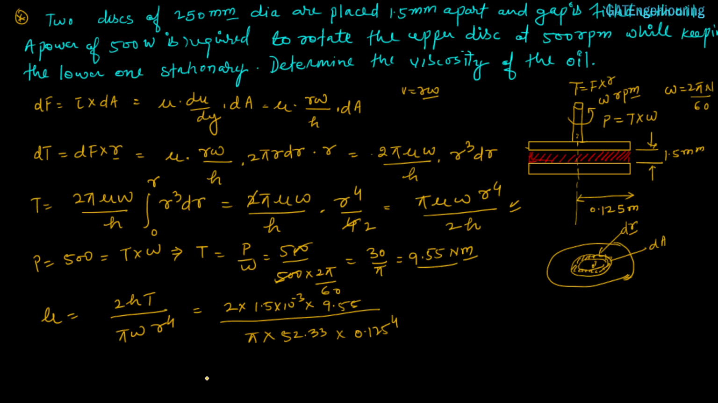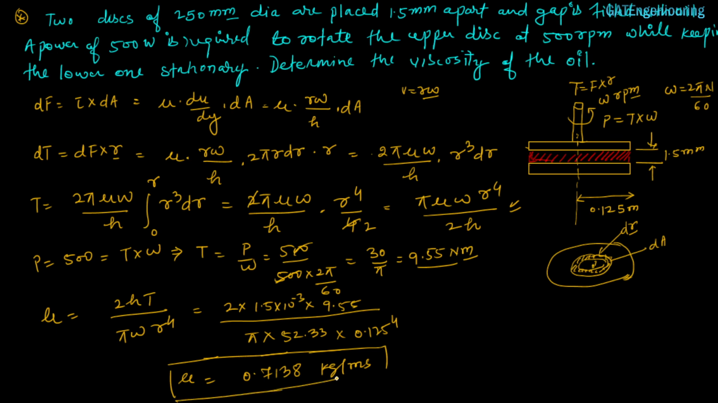When we solve it, we get a viscosity of 0.7138 kg per meter second. So this is the viscosity of this oil, which is filled in the gap between these two discs, where one is stationary and one is moving. So this is the solution.